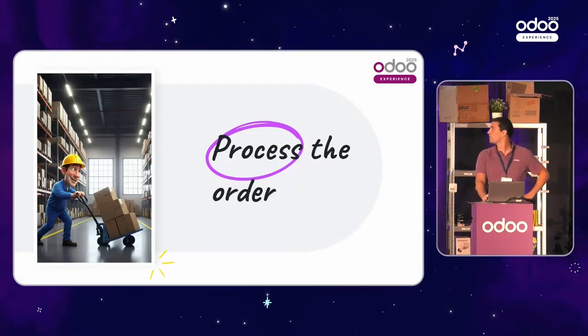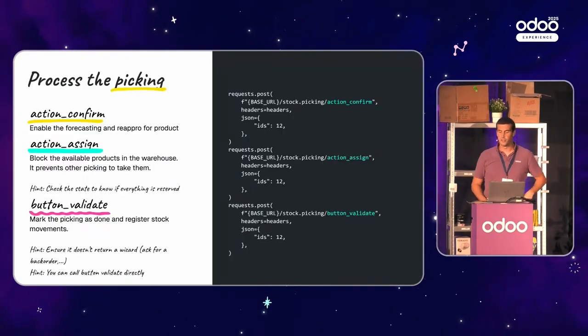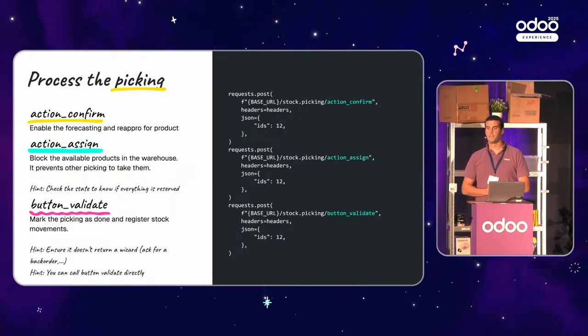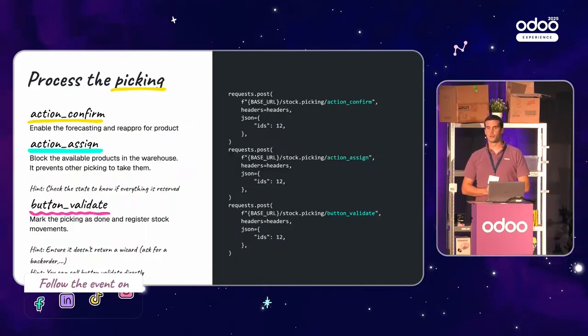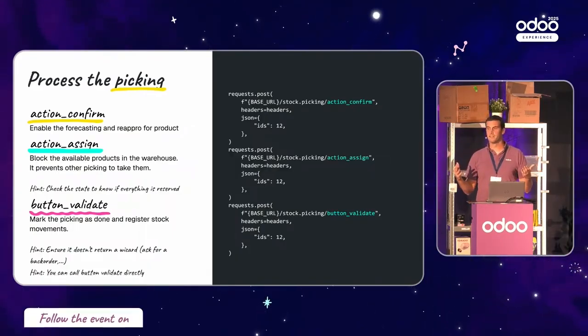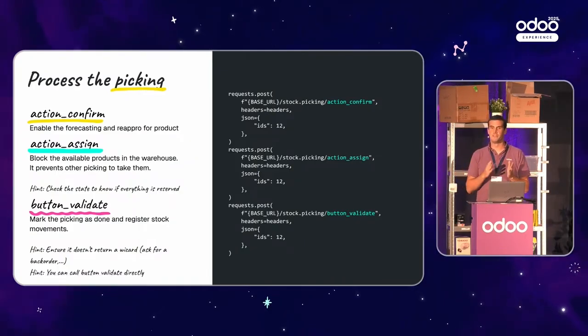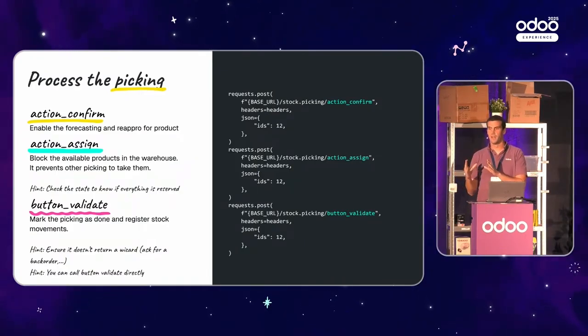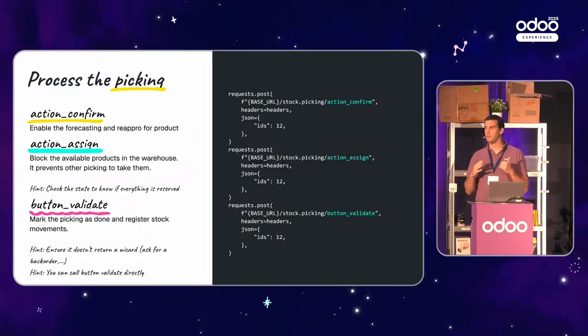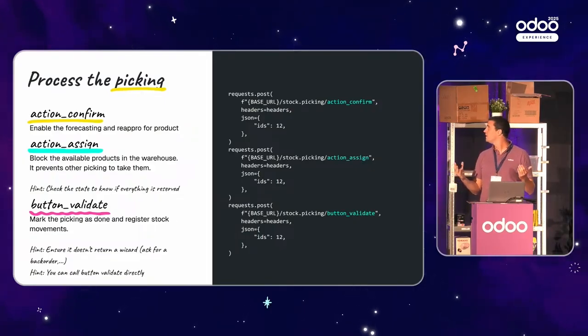So now it's time to process the order. And to process the order, we have 3 important functions. The first one is action confirm. Action confirm means that the picking is no longer in draft state, it's in confirmed state. So it will be taken into account for the forecast, and everything like replenishment and stuff like that will be processed.